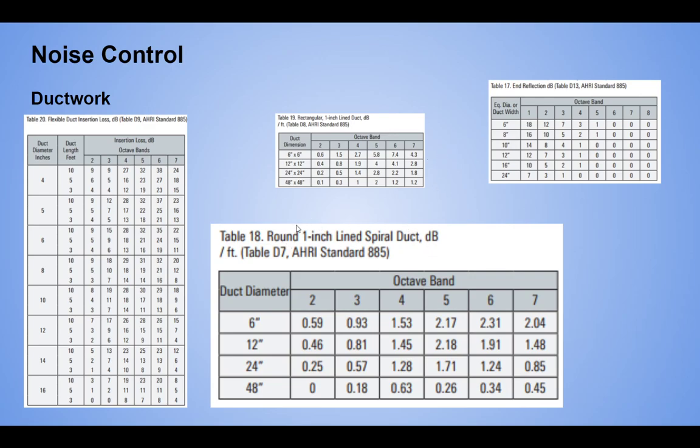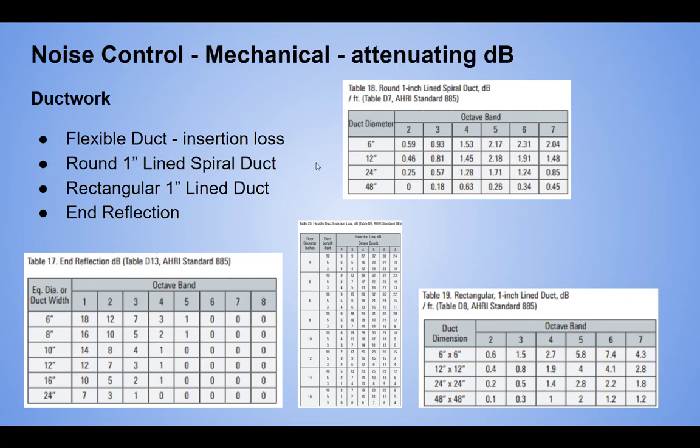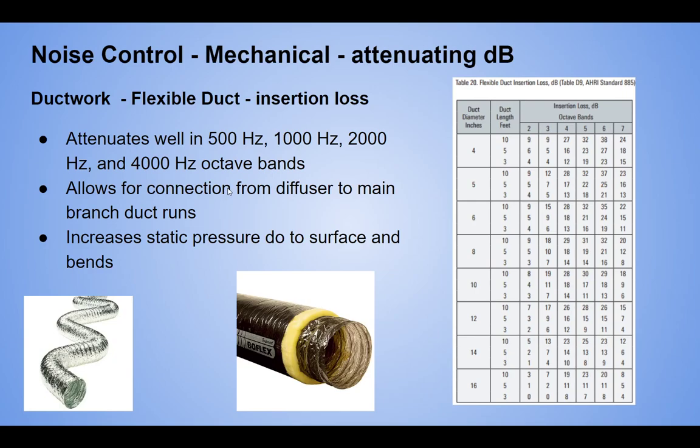1 inch lined round spiral duct, and then an end reflection. It should be noted that an end reflection on smaller ducts does help attenuate low frequency sounds that are in the duct. And we'll touch on that. We won't figure that in when we're looking at this path, but we will do that in other paths. So we've got flexible duct, round lined, rectangular lined, and then we can add in reflection at the end.